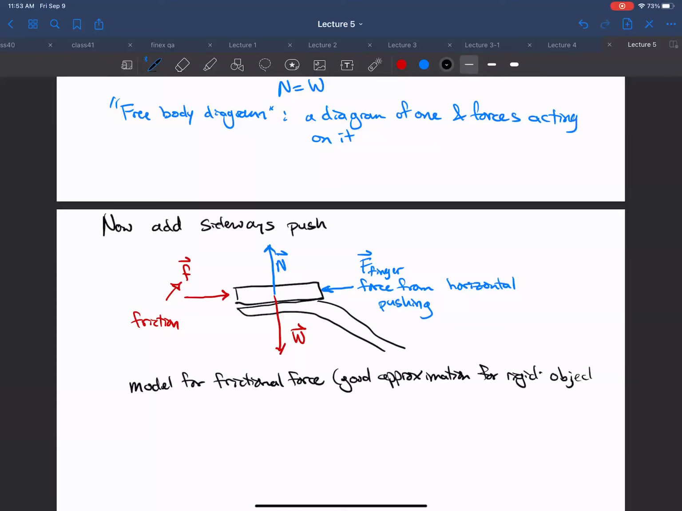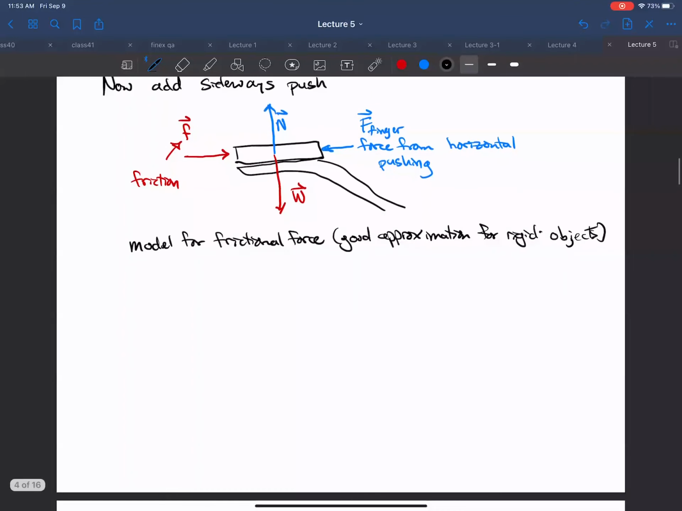So that means it wouldn't actually work so well for my hand because my hand is pretty deformable. But if I put this nice hard surface, those are two rigid objects, and so the model would work pretty well for that. And so the model is that the frictional force, and I'm going to put a little subscript on it for static, meaning this is the frictional force for the case that the object isn't moving. Next time we'll talk about friction in the case where the object starts to move. So static means for a stationary object.